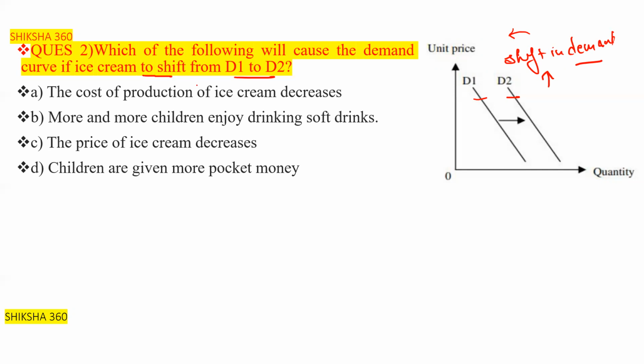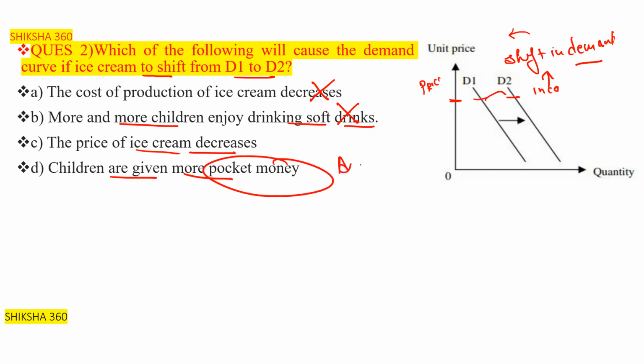The cost of production of ice cream decreases. Is this the reason? No. More and more children enjoy drinking soft drinks. Will this lead to the shift in the demand curve? No, this is also not a logical reason. The price of ice cream decreases. Here the change in price only moves us along the demand curve, while a shift happens keeping the price the same. We have already discussed that the shift is due to income. The children are given more pocket money. So this one is the reason.